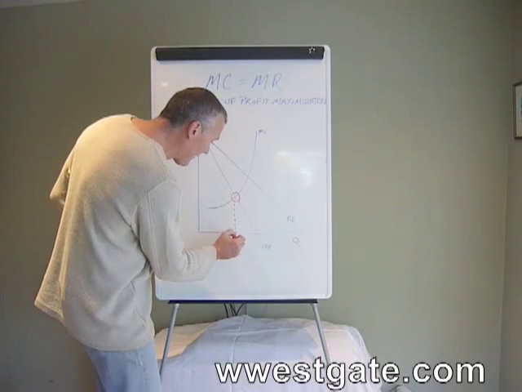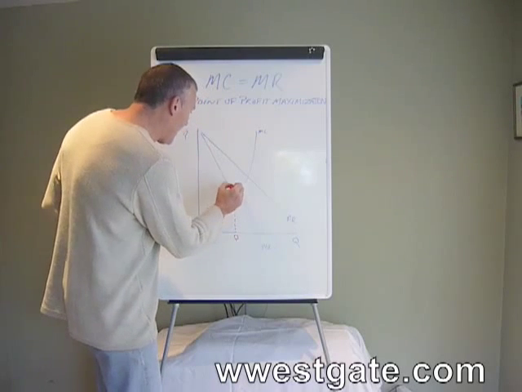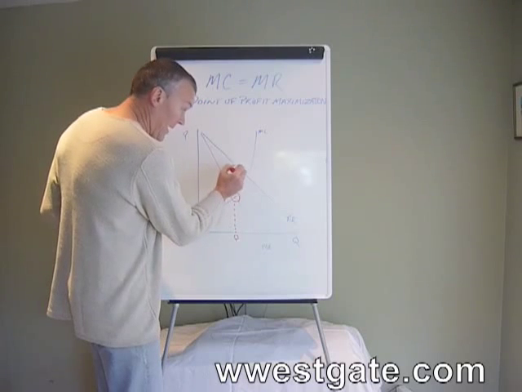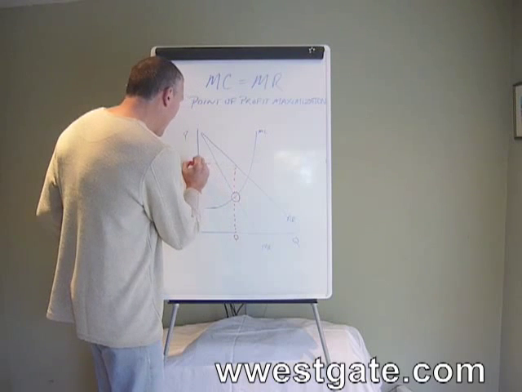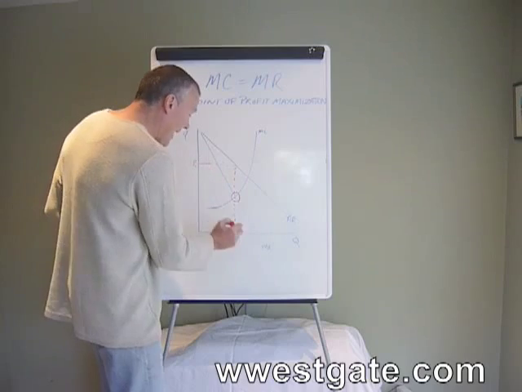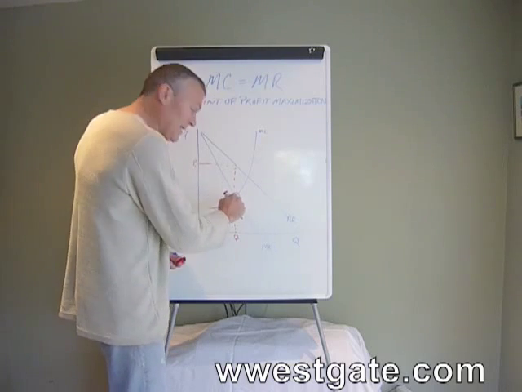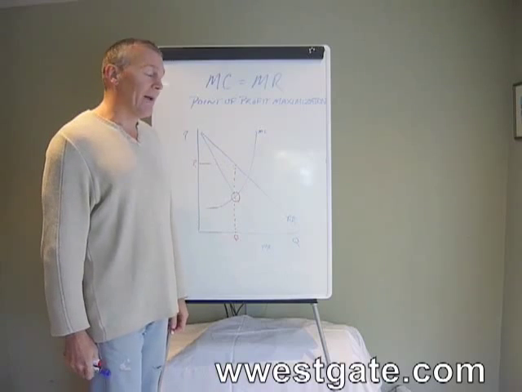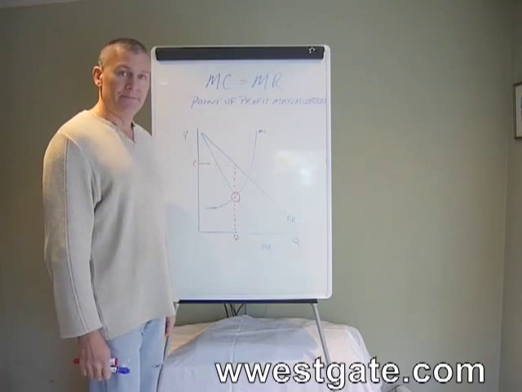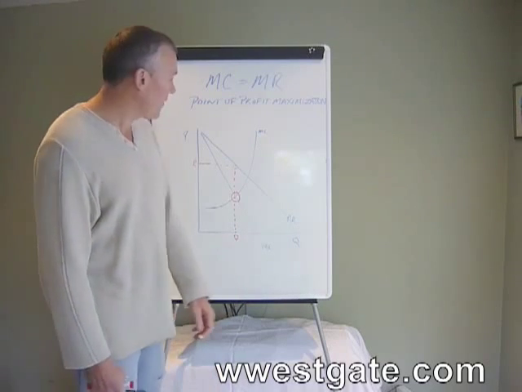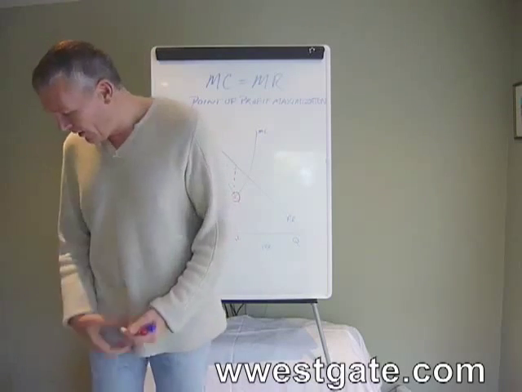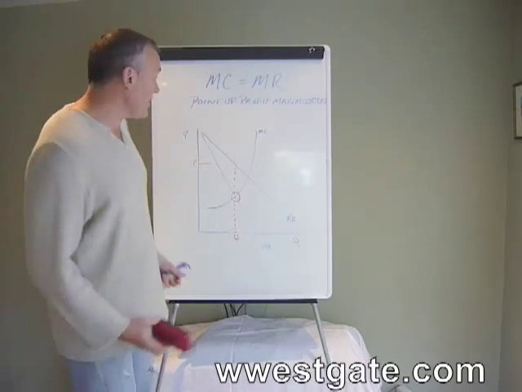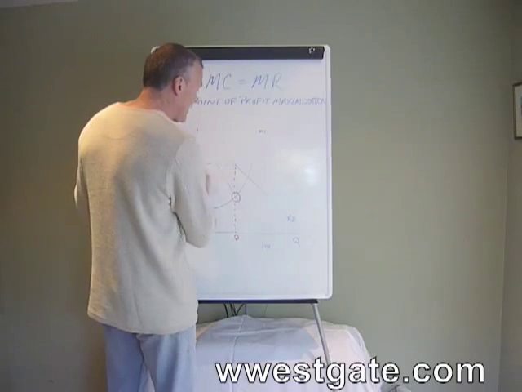That's the point where we determine that level of output, and you go up to the demand curve, the AR curve, and we'll see that at that price and that level of output, where MC equals MR, is where the firm seeks to operate. Right. Why MC equals MR?